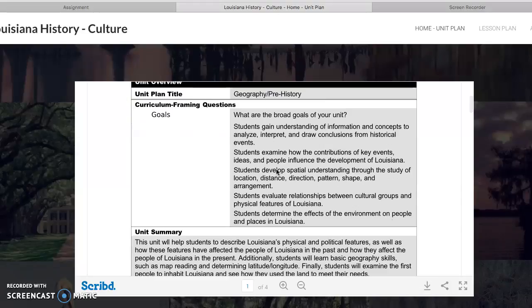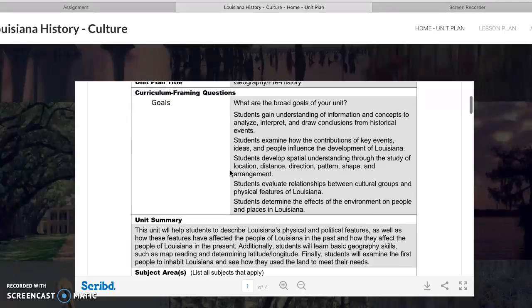So, the broad goals of my unit. Students gain understanding of information and concepts. They can analyze, interpret, and draw conclusions from historical events. They can examine contributions of key events, ideas, and people who influenced the development of Louisiana. They can develop spatial understanding through the study of location, distance, direction, pattern, shape, and arrangement. So that really focuses on the geography.